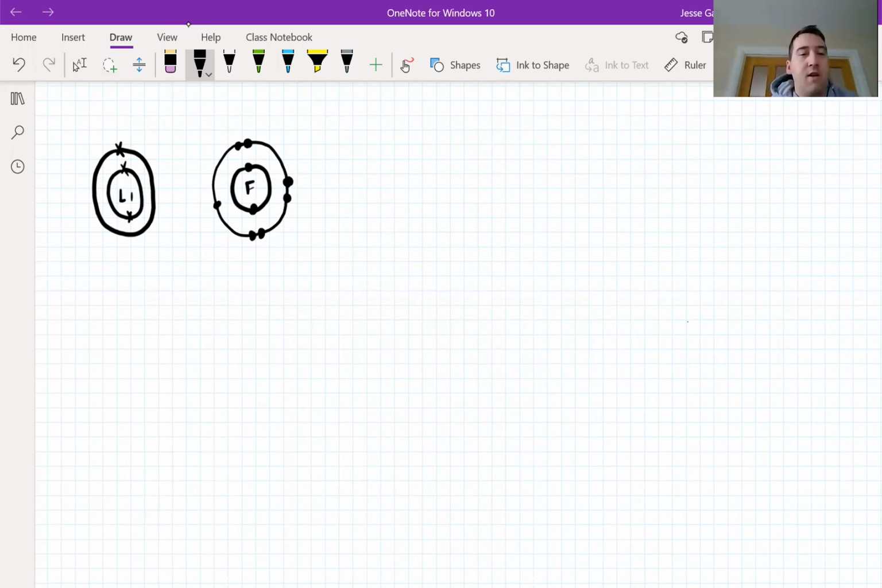We learned that atoms are very stable when they've got a full outer shell of electrons. Now for the second shell, a full outer shell is 8 electrons. And for the first one, a full outer shell is 2 electrons. So we've learned all that before we learned how to draw atoms.